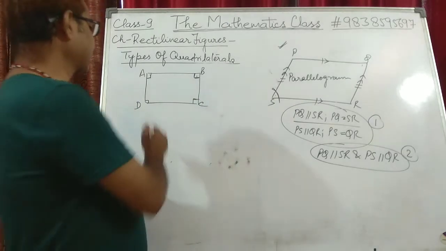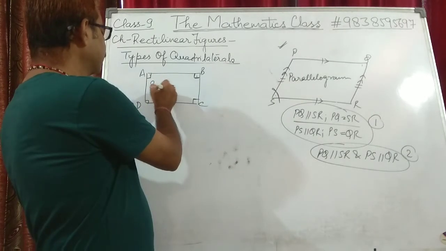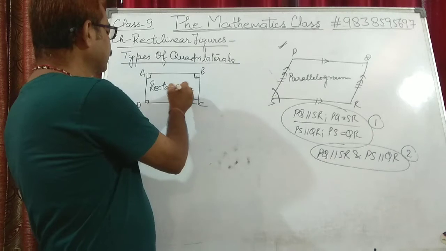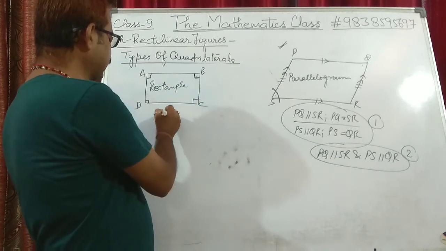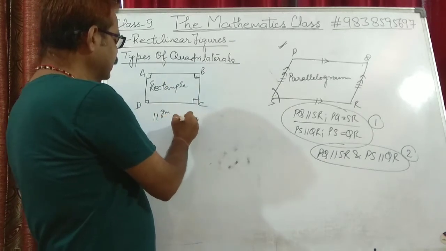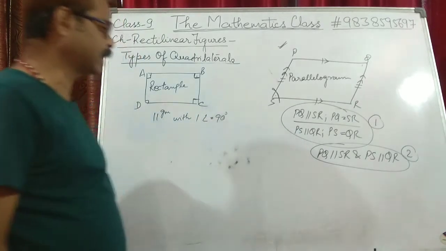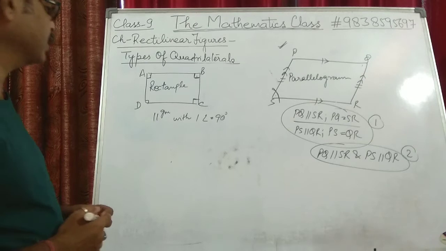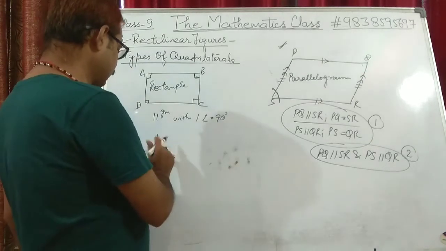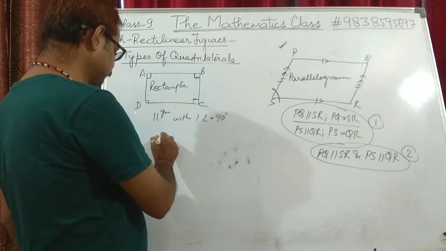So what is a rectangle? A rectangle is a parallelogram with at least one angle 90 degrees. That is the definition of a rectangle. Now we come to the square.